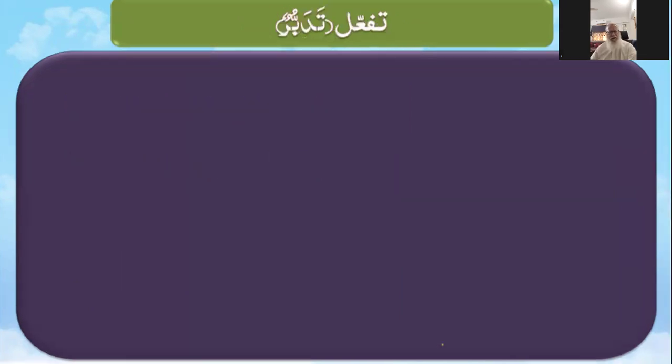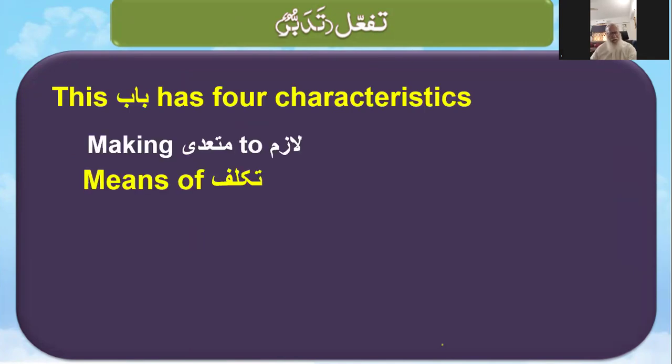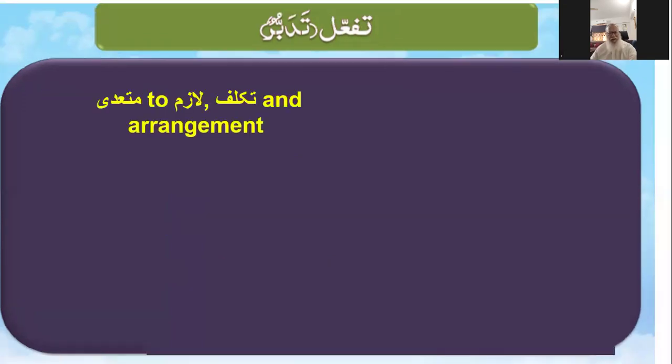The next is tafawwul, tadabbur. From tadabbur, tadabbara, tadabburi, and tafal. This bab has four characteristics: making mu'tadi to lazim, making of the meaning of takalluf, frankness, arrangement, and meaning of gradually. The example is just like from alima, ta'allama. You know that ta'lim can't be in a short time.